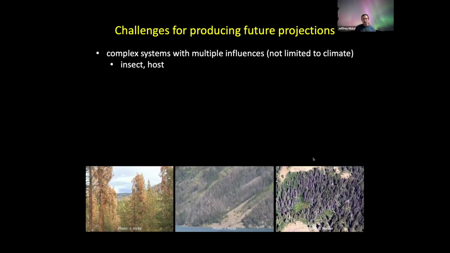So I'll just give some thoughts that I've had about challenges for producing future projections based on the statistical and mechanistic models that I've been involved with. The first is, not surprisingly, these are complex systems with multiple influences, not just limited to climate, but also something about trees and stands. These processes influence both the insect and the host. So those are challenges. As I mentioned, climate can influence in multiple ways, which makes identification of one particular way sometimes challenging, but often in opposing ways, and that also leads to challenges.